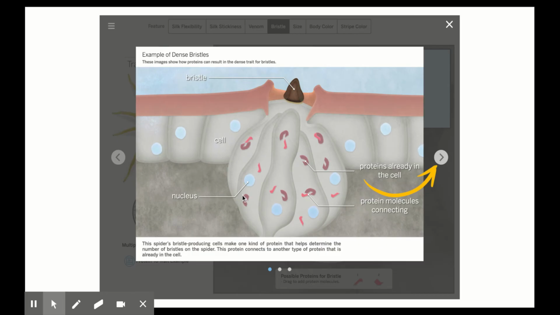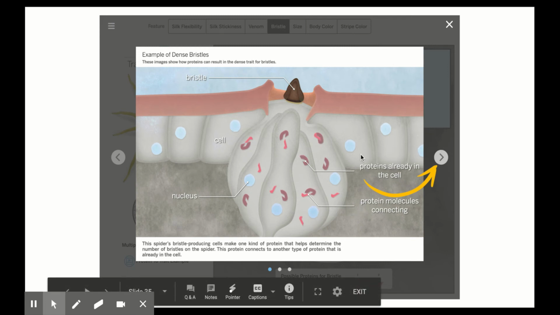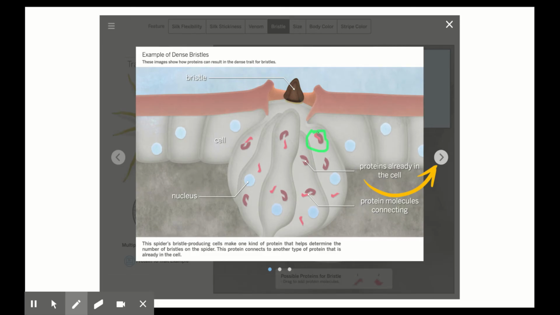We see here that we have the nucleus. We all know that the nucleus is the brain of the cell, right? And we have these proteins, and they're trying to connect together. And the more connect together, the more bristle the spider will have. And we have one connected here. I don't know if you see that very well. I'll show it to you here. You see that connection? Do you see any other connection? No, nope. This is the reason why you have at least this amount of bristle.